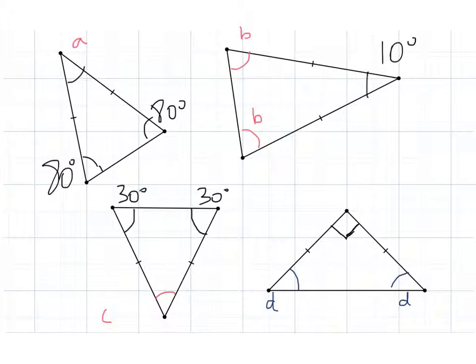So now, pause this video one more time, and use your knowledge of isosceles triangles to work out the missing angles for each of these triangles. Best of luck!